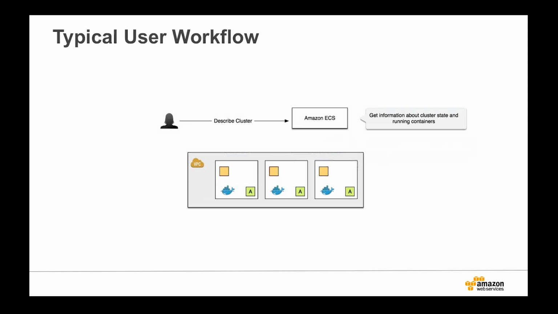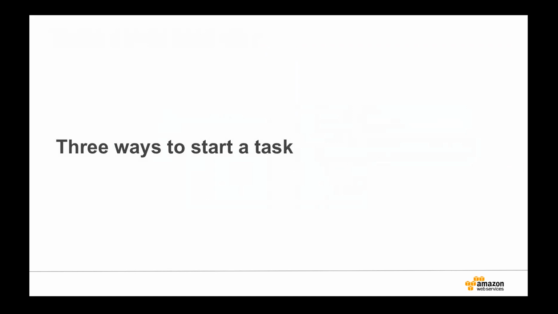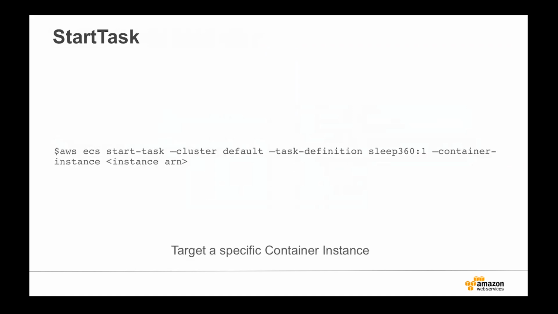So this is a fairly simple example, but it's not unlike a lot of other scenarios that you will see when using the service. There are 3 ways to start a task, and this is somewhat unique to our service and something we wanted to give our customers: you can use the start task API to target a specific container instance.